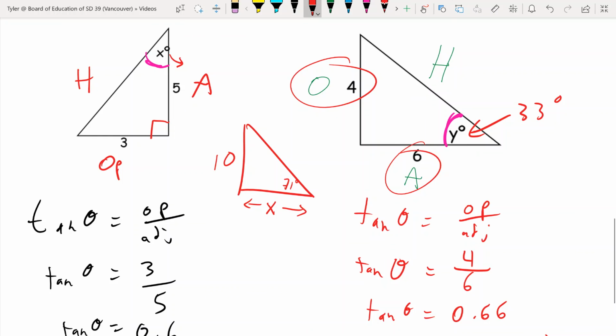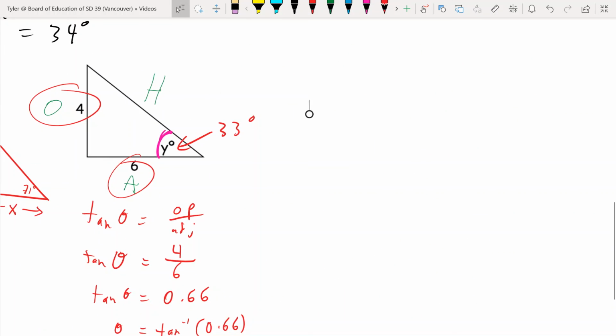The important thing to remember, these are the takeaways. Label your sides: opposite, adjacent, hypotenuse, that's the first thing. Then write the equation. Sub in the side lengths. And you solve it by using that inverse tan button. Okay? So try to do the rest of those practice questions. Use these as examples, and we're going to work on these more in class.